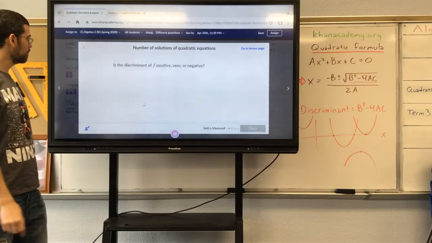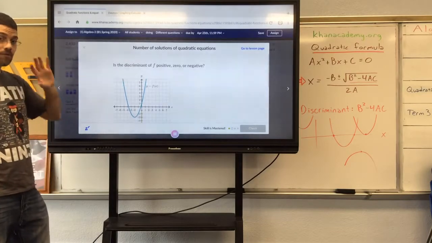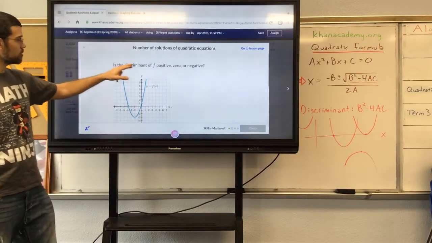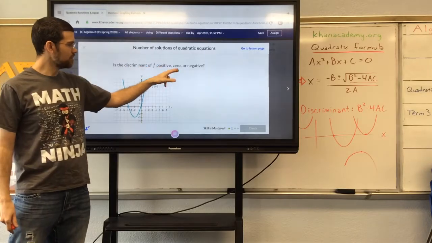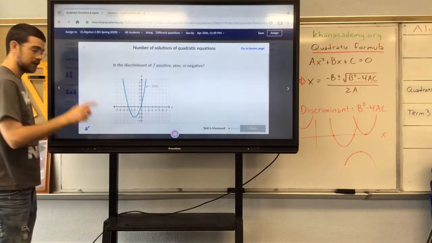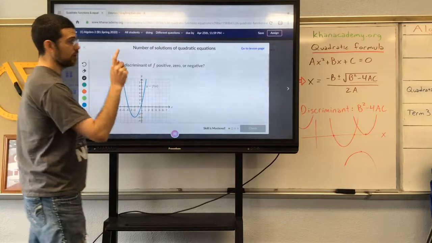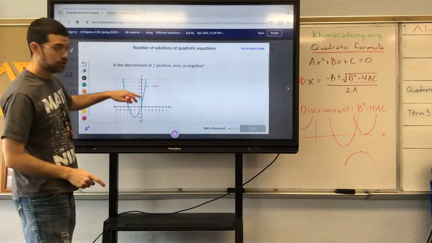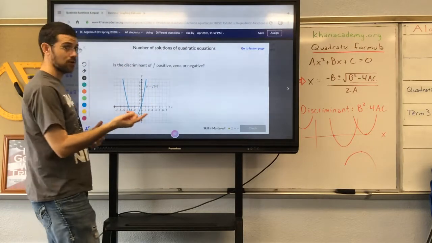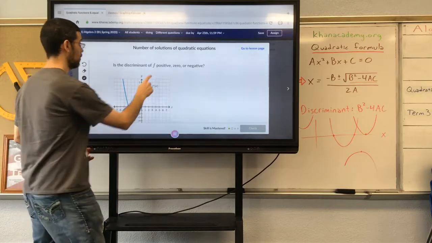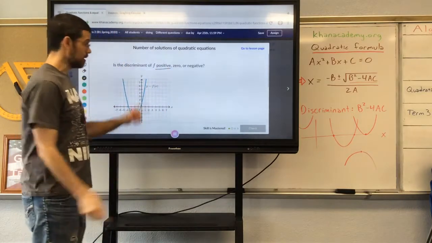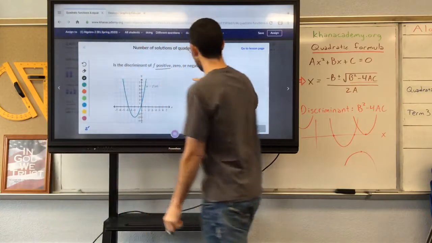And we'll go to the next one. This time they give us a graph. Is the discriminant of f positive, 0, or negative? Well, let's think through that again. It's hitting at 2 points. We just saw on the last one that the discriminant was positive, so we know it's positive. But let's list out what happens.